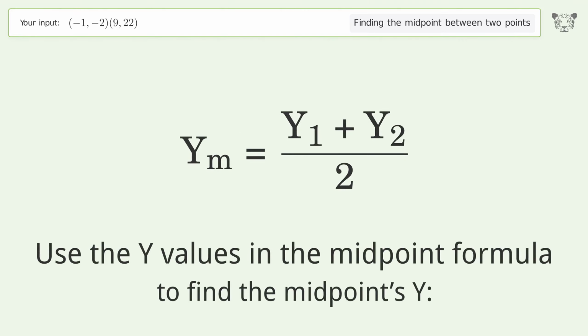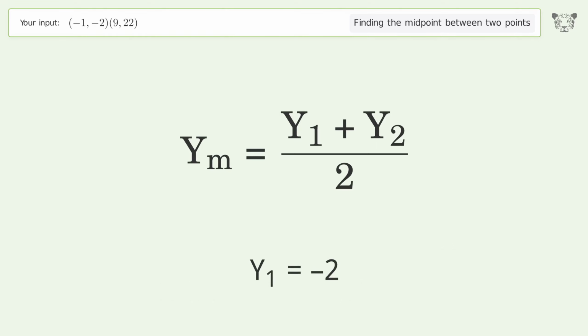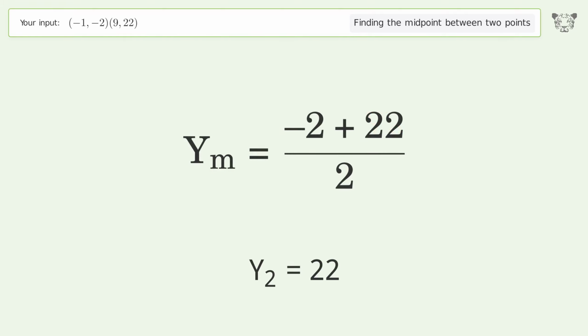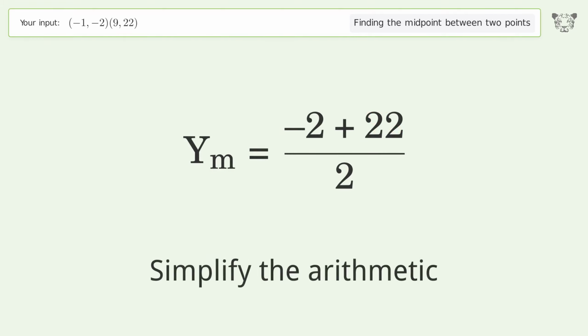Use the y values in the midpoint formula to find the midpoint's y. y1 equals -2, y2 equals 22. Simplify the arithmetic.